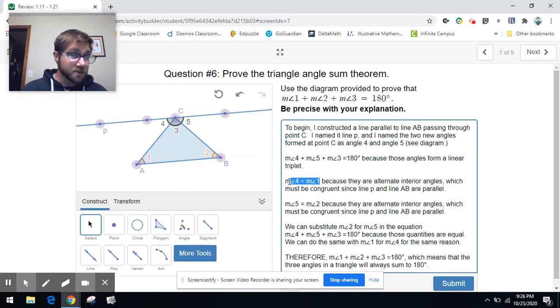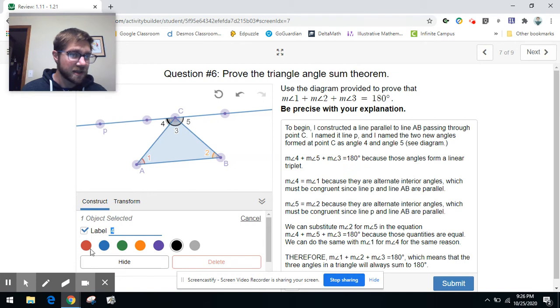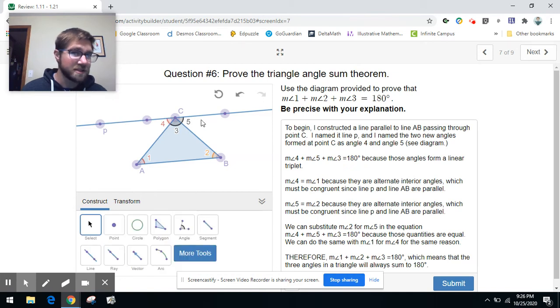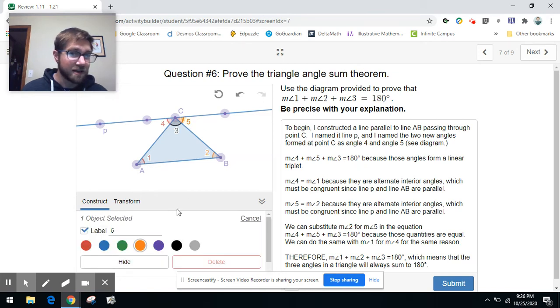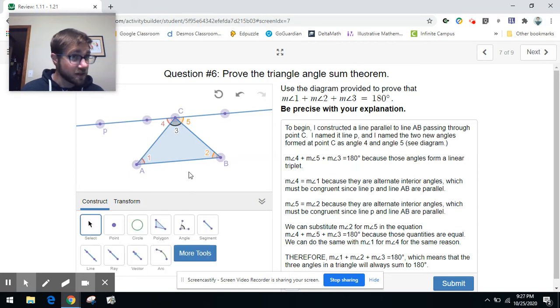Now, I also know that 1 and 4 are the same, and 2 and 5 are the same, because those angles are what we would call alternate interior angles. Okay, they're inside the two parallel lines and on opposite sides of this transversal. And we know that alternate interior angles are congruent when the lines are parallel, which means 1 equals 4 and 2 equals 5.